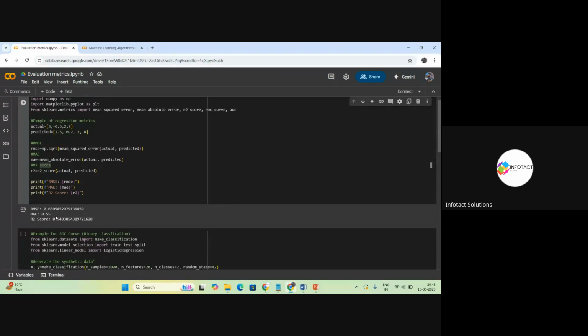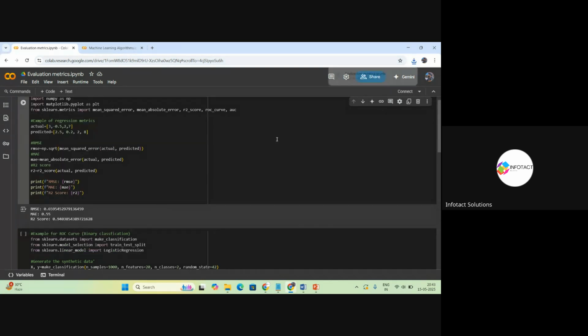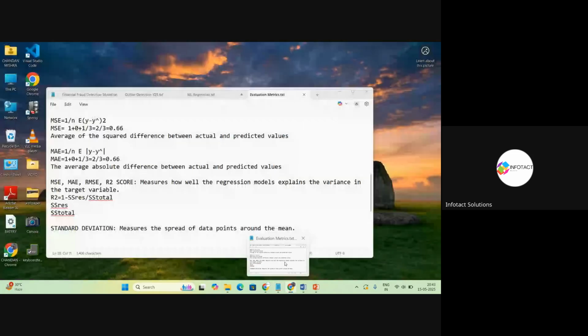Getting it, all of you? Yes, sir. How to calculate it? Yes, sir, exactly. Let me download this so that you can get it. I'll share this, don't worry.